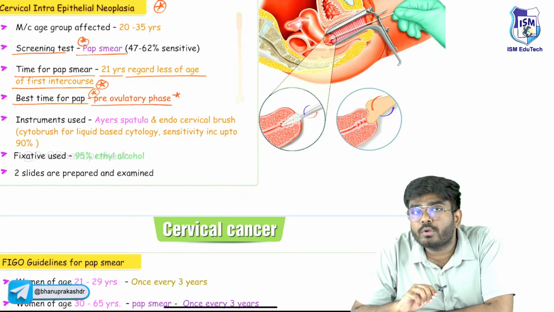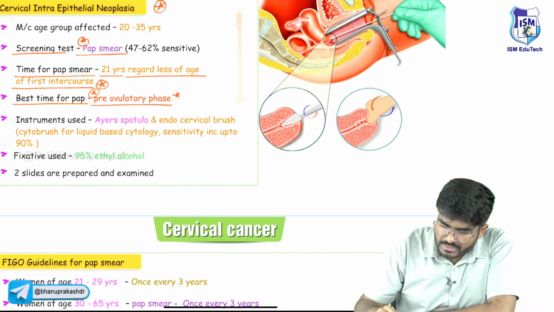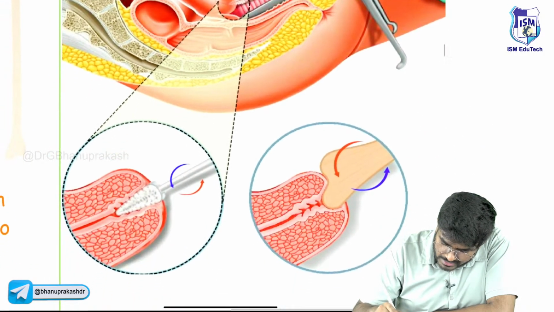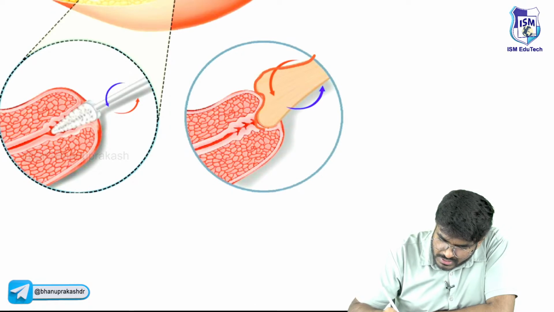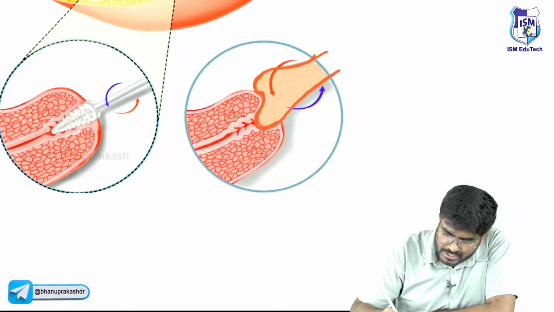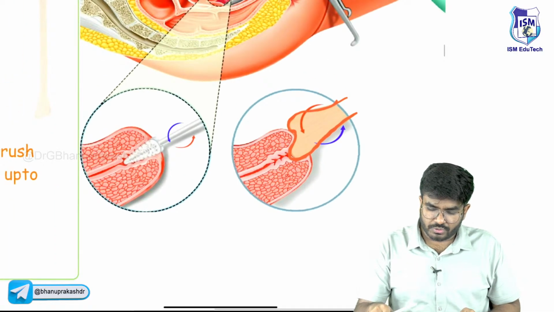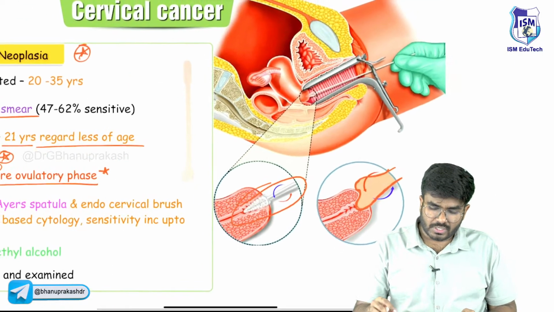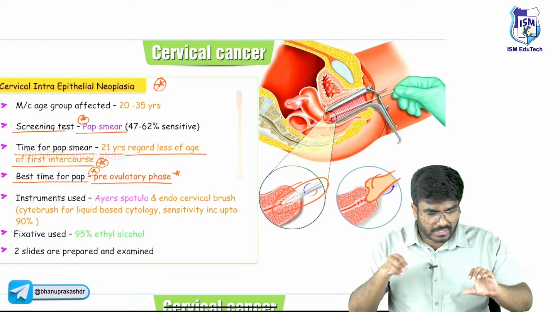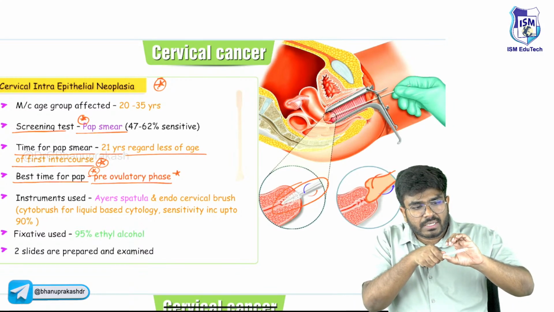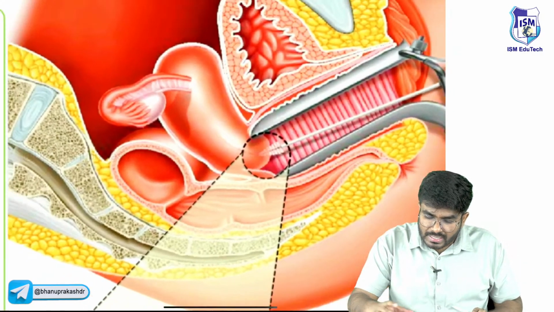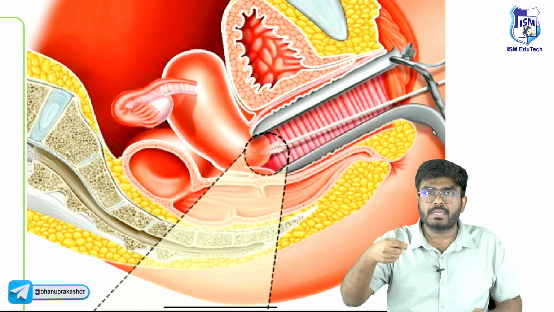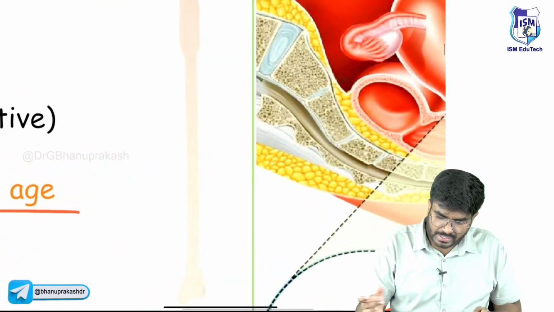So how exactly are we going to do the pap smear? Here we just put in a speculum, and we use two instruments. This instrument which I am showing you is called an Ayre spatula, this wooden stick kind of thing. And this other instrument is called a cytobrush. Using these instruments, we put them into the vagina and take them to the cervix, and we collect the cells from the cervix.